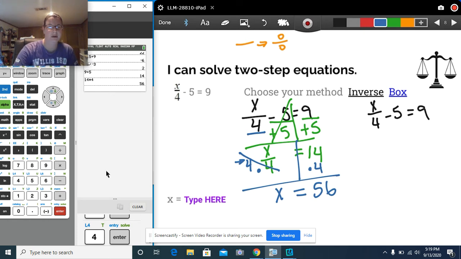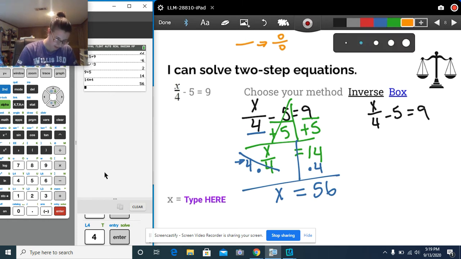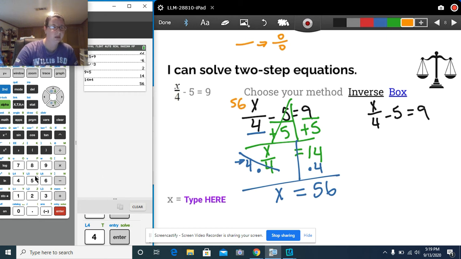I can check my work by plugging in this 56 back up here. And I go 56 divided by 4 minus 5, and it should be equivalent to 9. Oh, and it is. It's equivalent to 9. So my left side is equivalent, and I want that 56 to go there.